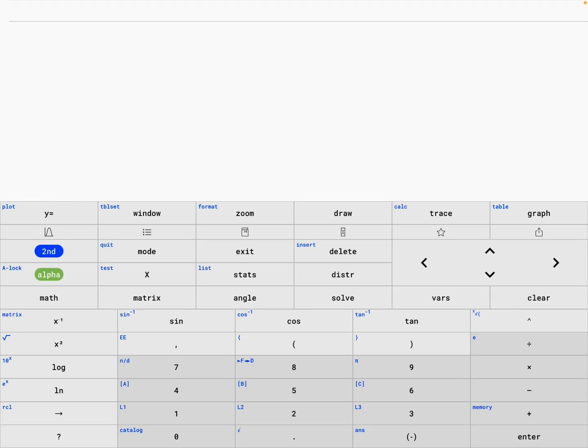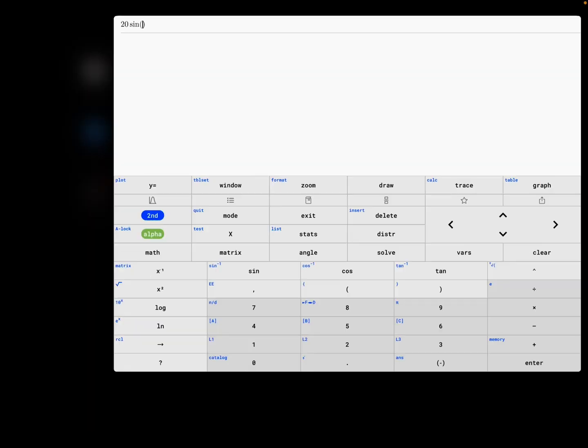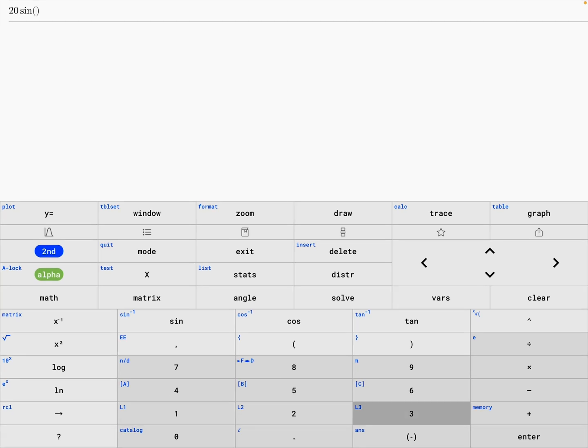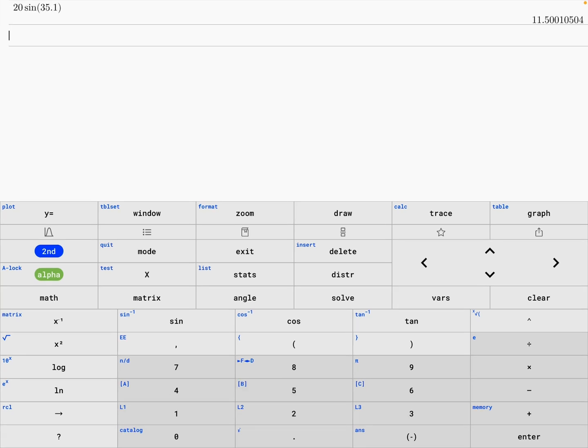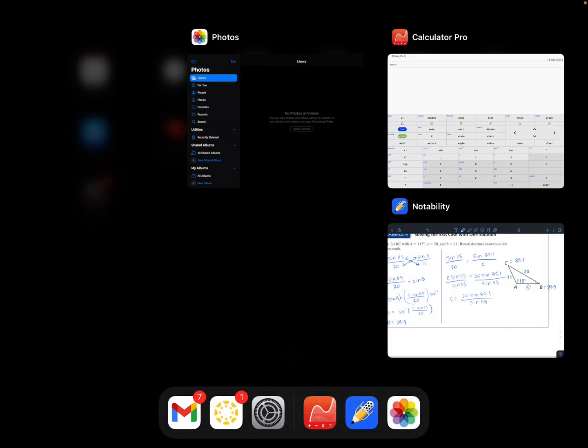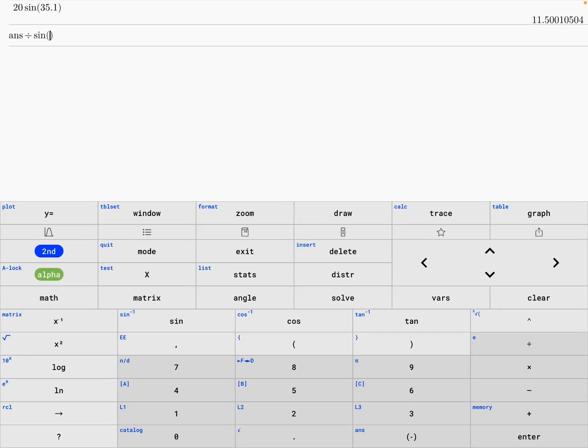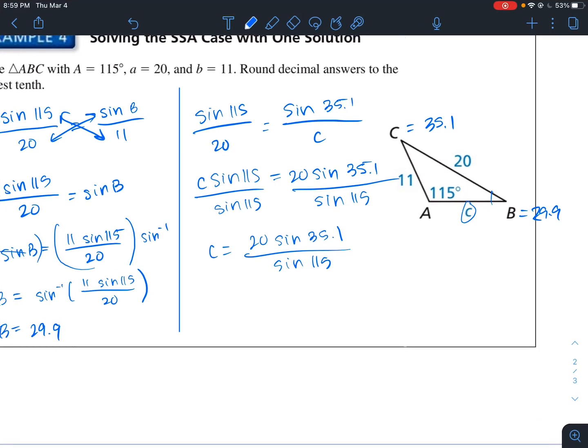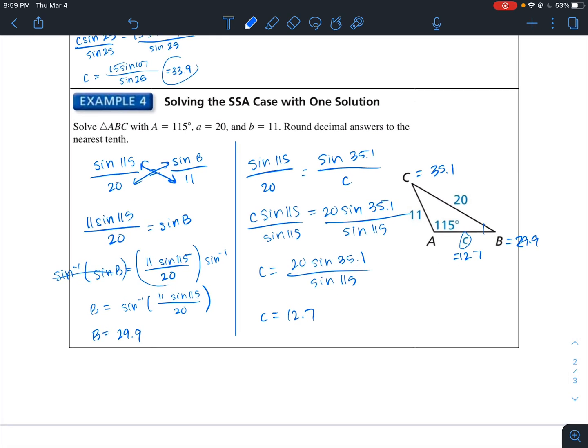So we get 20 sine of 35.1 divided by sine of 115. And I get 12.7. So C, side C, is equal to 12.7. Okay. So that's getting one solution for all these side lengths and angles.